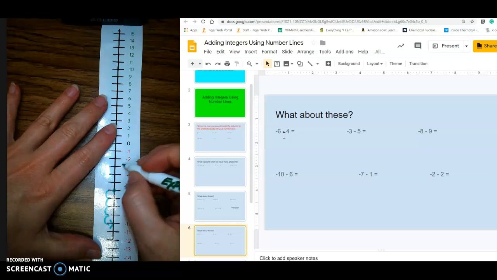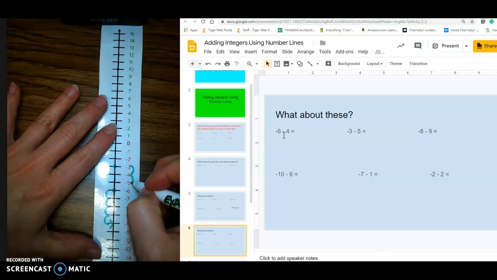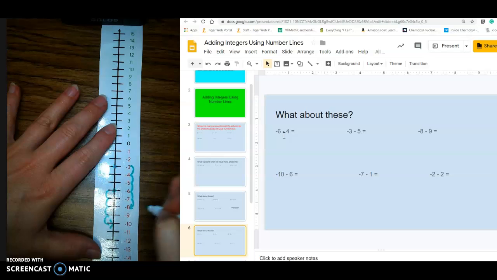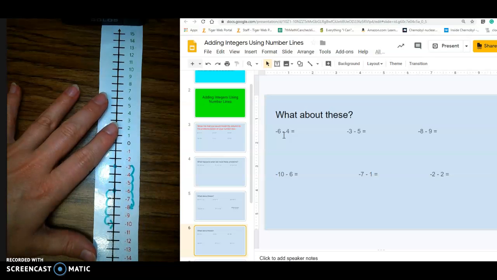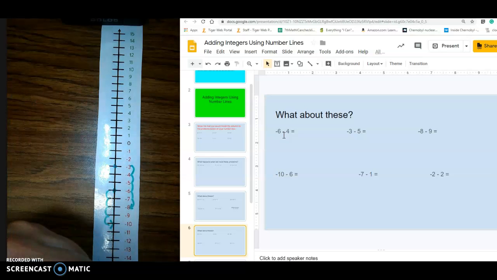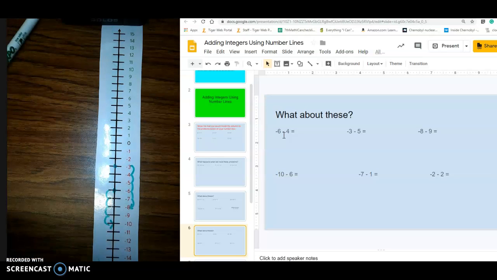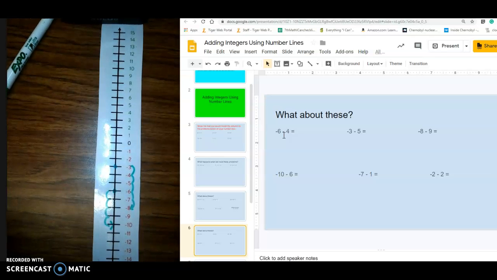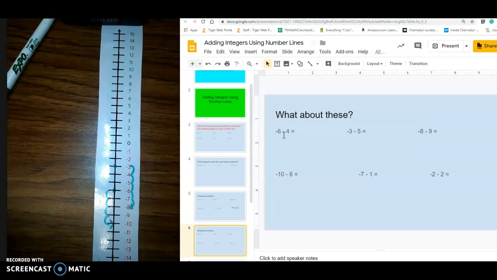The next one there, negative 3, and it's telling me to go down 5. I'm going to hop it on this side so you can see. And I end up at negative 8. So if I'm already a negative number and I subtract more, or I take more away rather, if I subtract more value from that number, I'm going to still end up at a negative number.